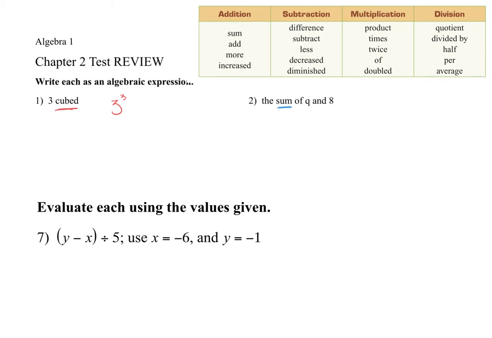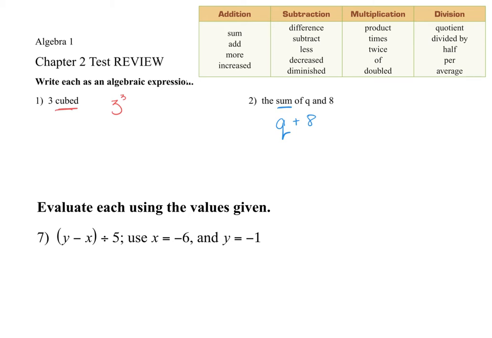Sum, that should make you think of addition. And so you would rewrite this as an addition problem. All right? So you should be able to recognize those and translate those from words to algebraic expressions.